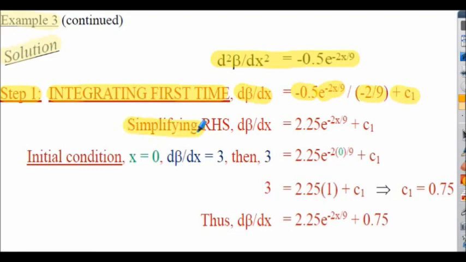So next line we simplify the right hand side. So d beta by dx is equal to 2.25 multiplied by e to the negative 2x divided by 9 plus c1. Note to obtain the 2.25 here, that's negative 0.5 multiplied by 9 divided by negative 2. Again, we're back to our fraction format.